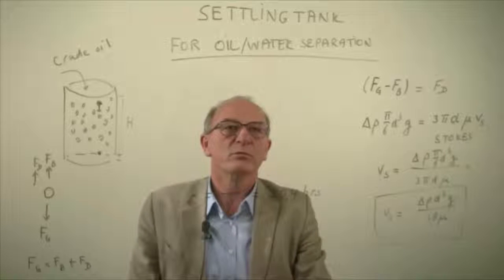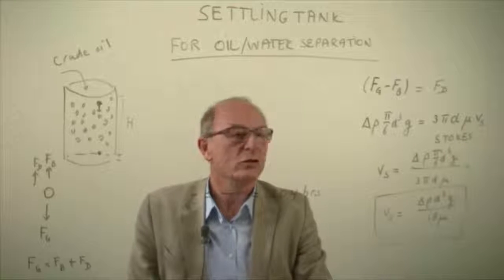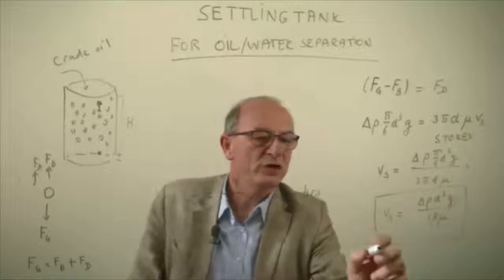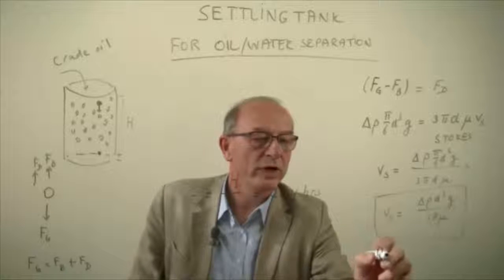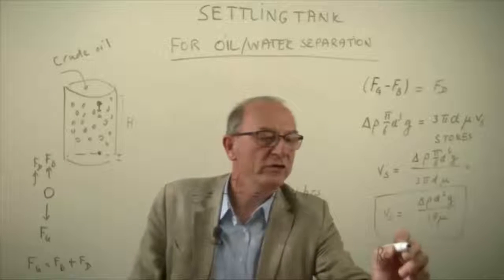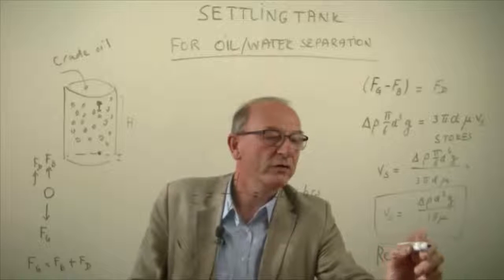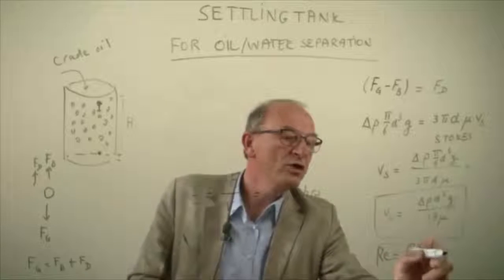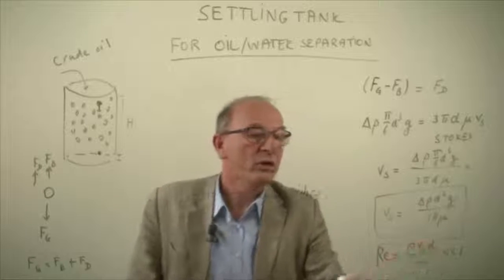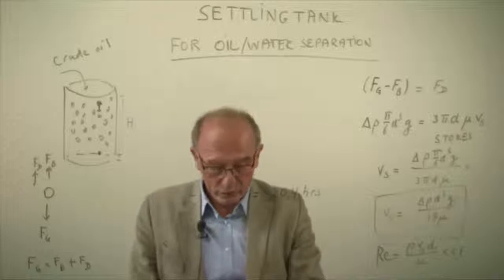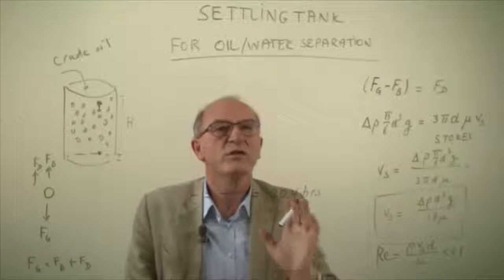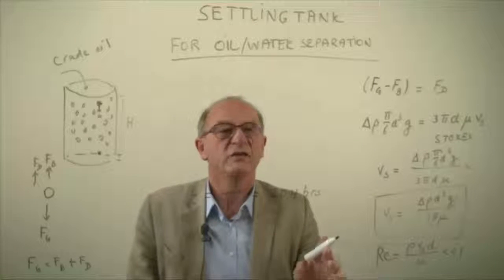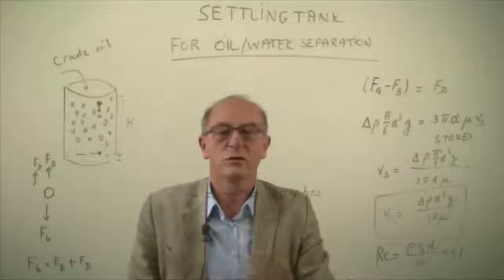What you have to check, because we have assumed here that we use Stokes Law, is whether this is allowed in this case. Are we allowed to use Stokes Law? To do this, we have to check the Reynolds number. The Reynolds number, which is the density multiplied by the settling velocity and the diameter divided by the viscosity, should be much smaller than 1. If you substitute these values, you get a Reynolds number which is far lower. So in this case, it is allowed to apply Stokes Law.